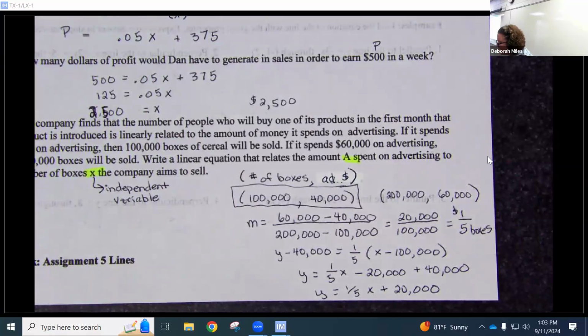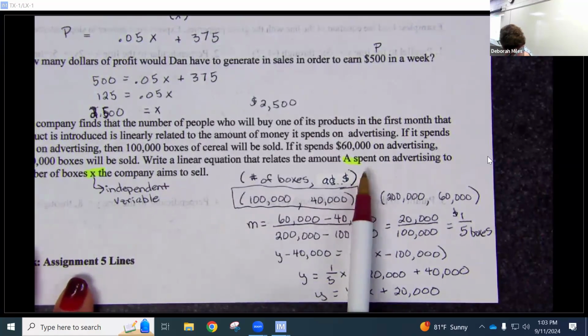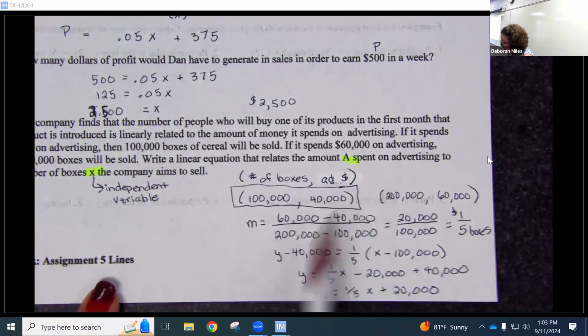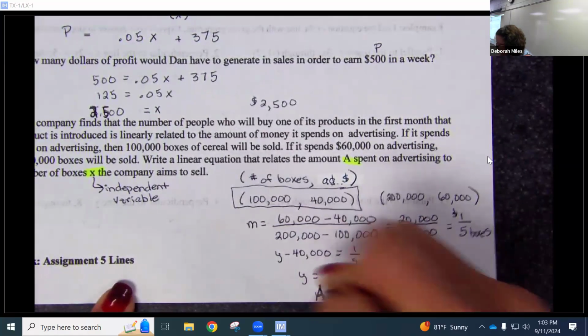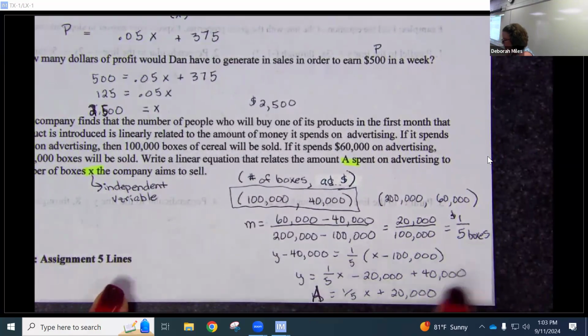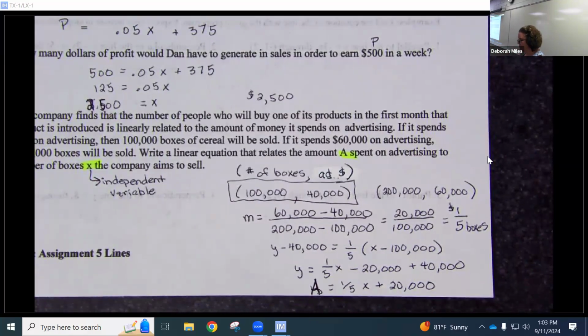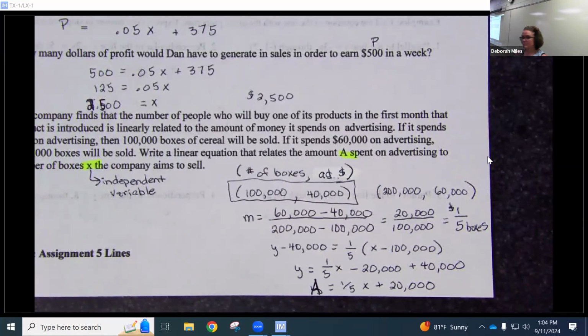The only thing I might write differently about that, they told me to use A for the amount spent on advertising instead of Y. To be technically correct, I need to call that A equals 1/5 X plus 20,000. Is that okay, Taylor?